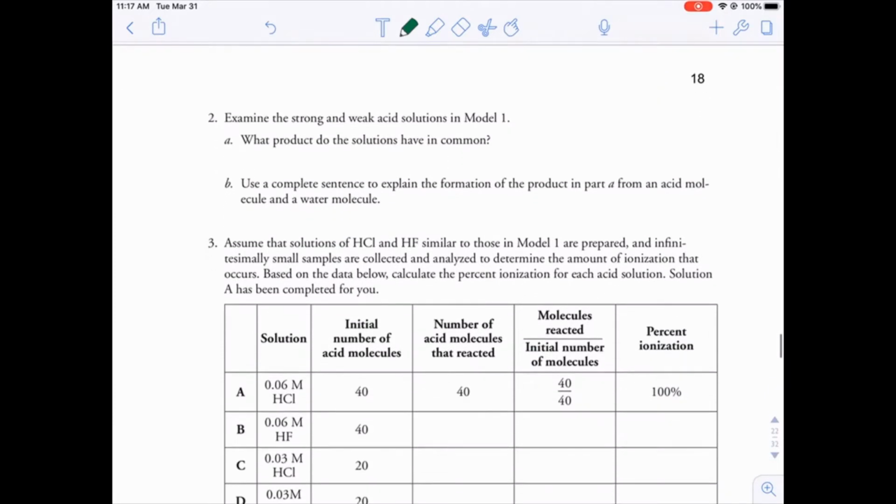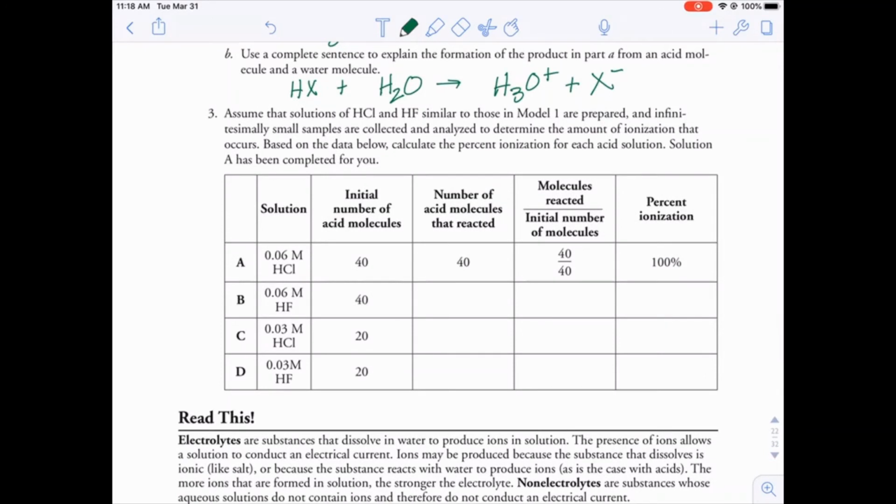All right. What product do the solutions have in common? Well, the products are the hydronium ion and the anion, which we'll call X with a negative charge. Use a complete sentence to explain the formation of the product in part A from acid molecule and water molecule. Well, if you have acid plus water, you end up with hydronium plus the anion, or conjugate base, if you will.